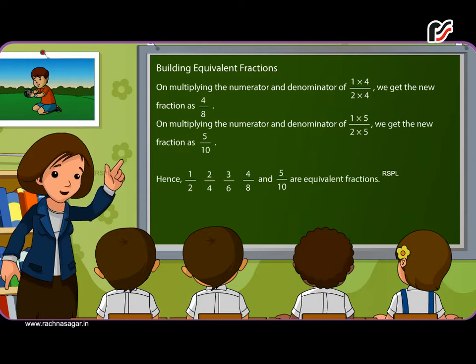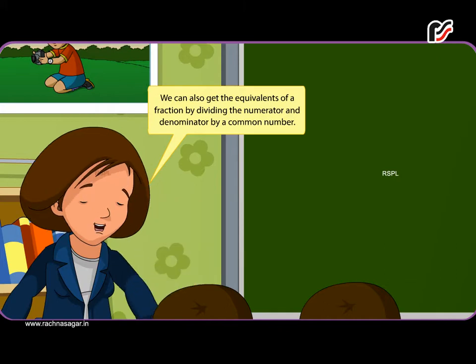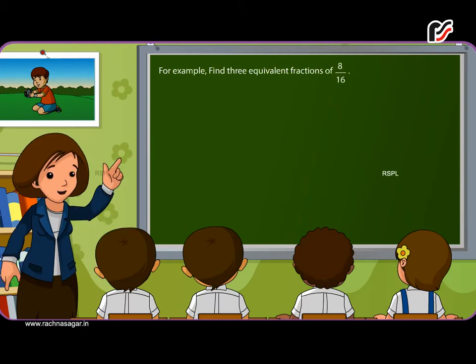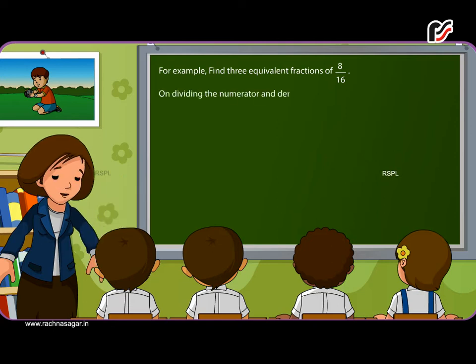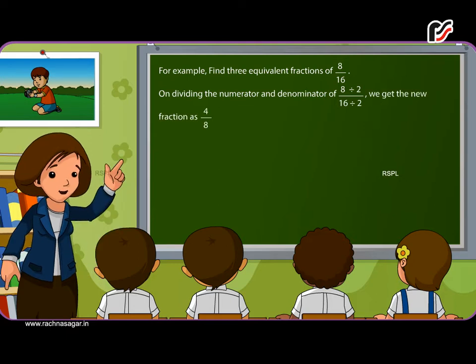We also get the equivalent of a fraction by dividing the numerator and denominator by a common number. For example, find 3 equivalent fractions of 8/16. On dividing the numerator and denominator of 8/16 by 2, we get the new fraction as 4/8.